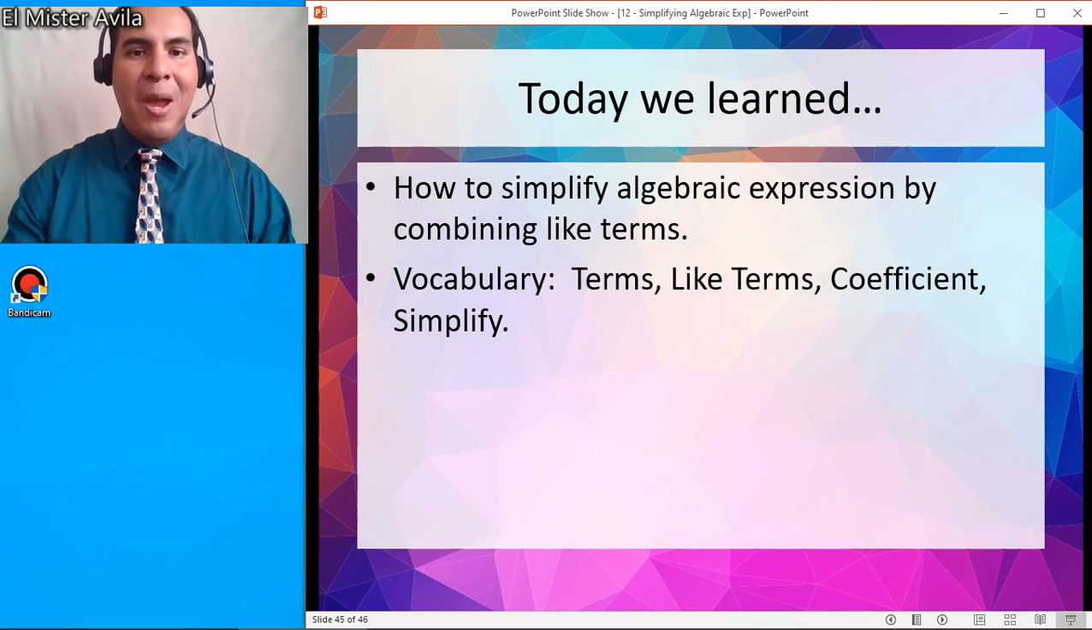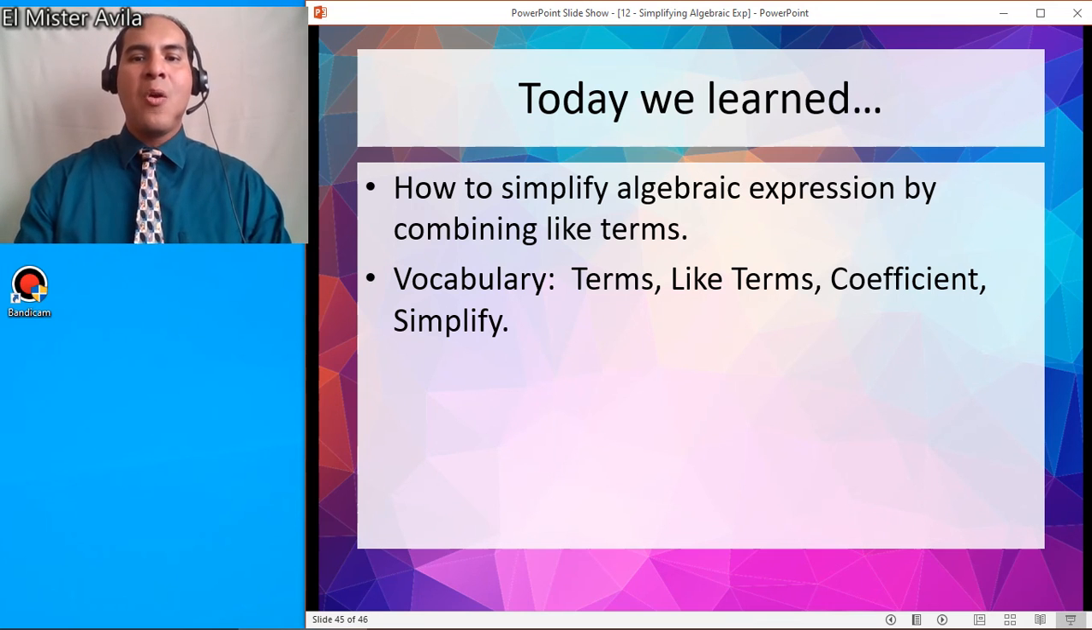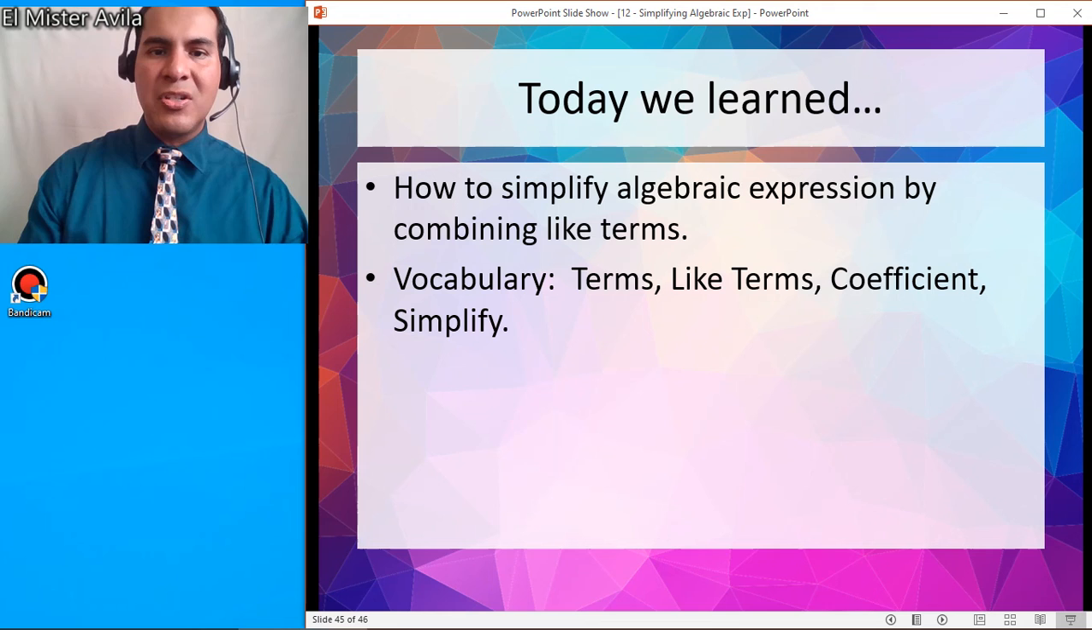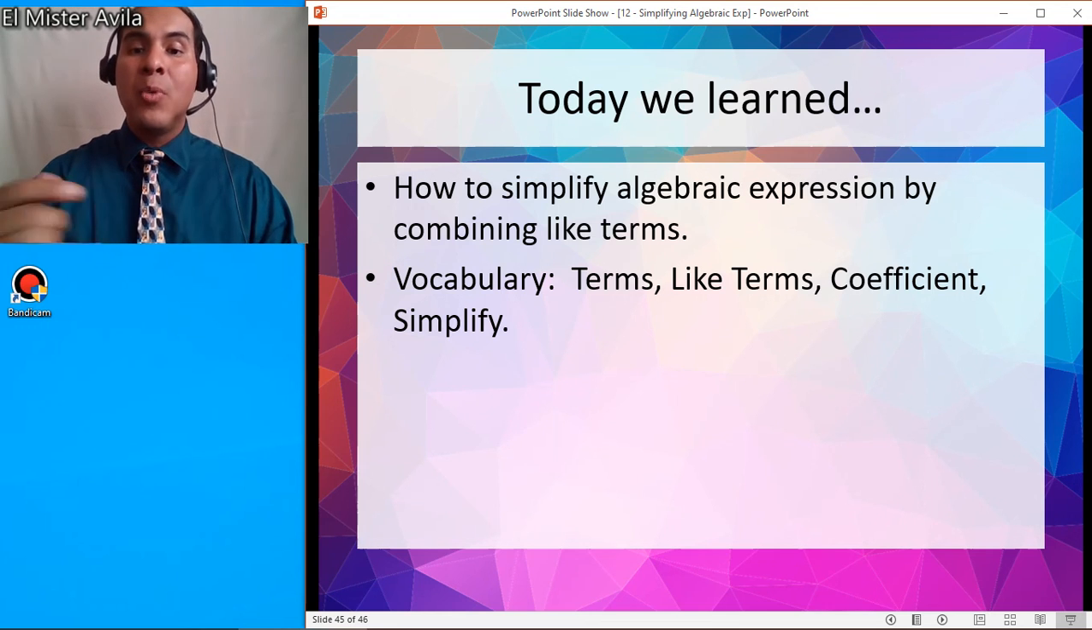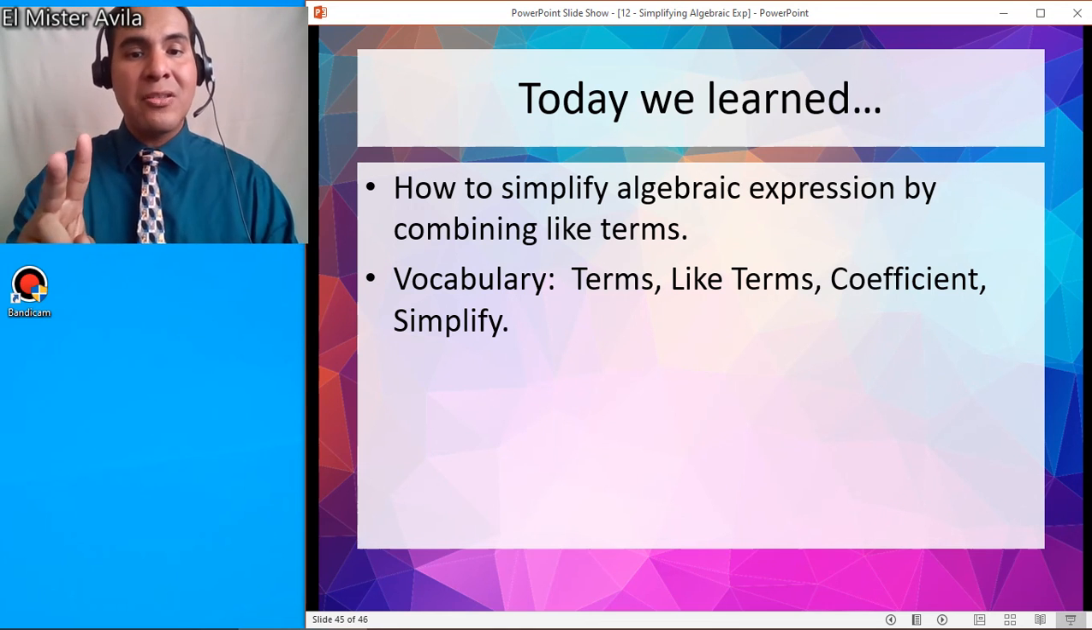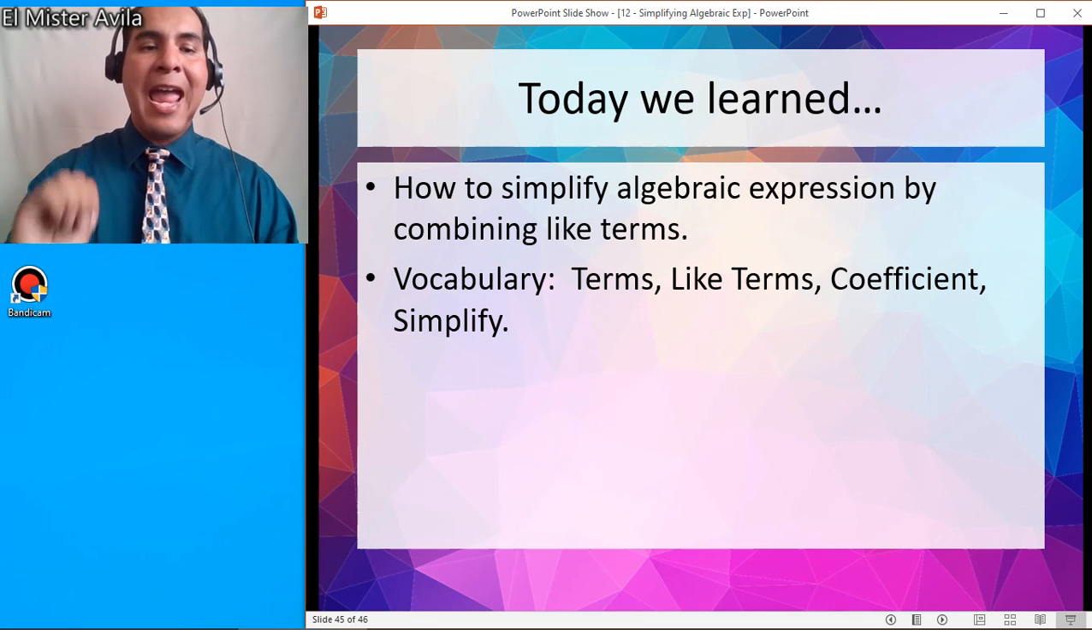With that, we're going to be wrapping up this lesson. Today, we learned how to simplify algebraic expressions by combining like terms. We covered the vocabulary terms, like terms, coefficients, and what it means to simplify.